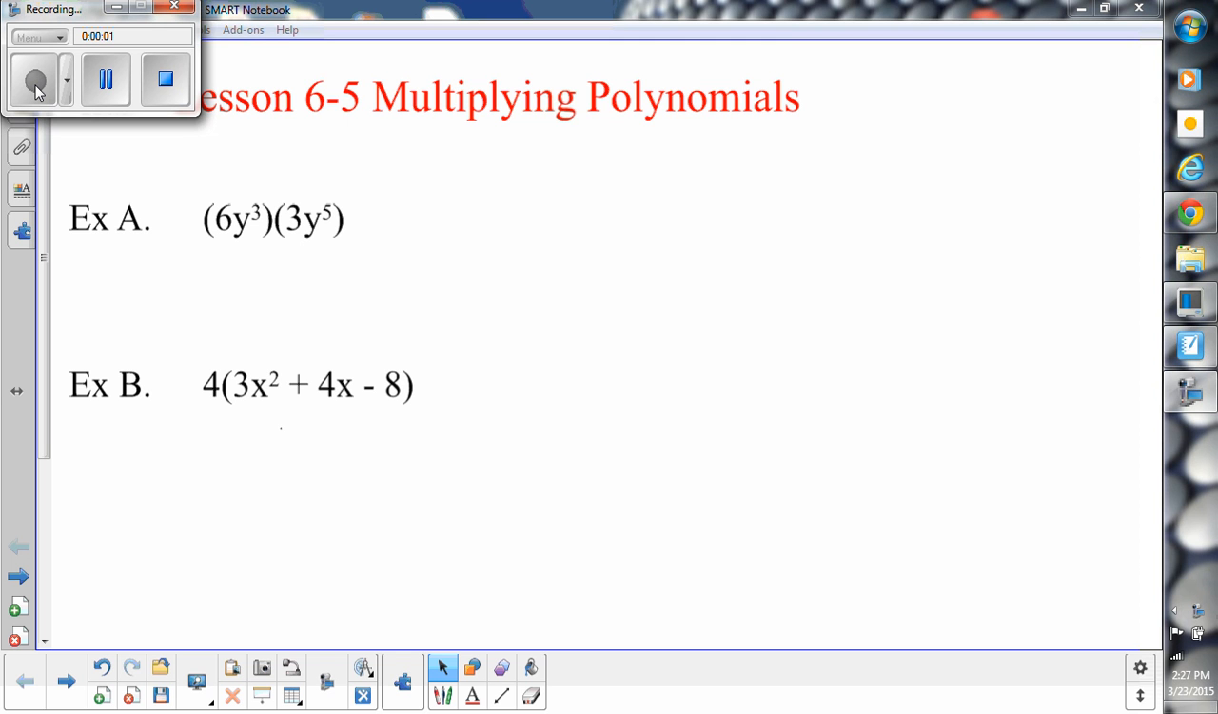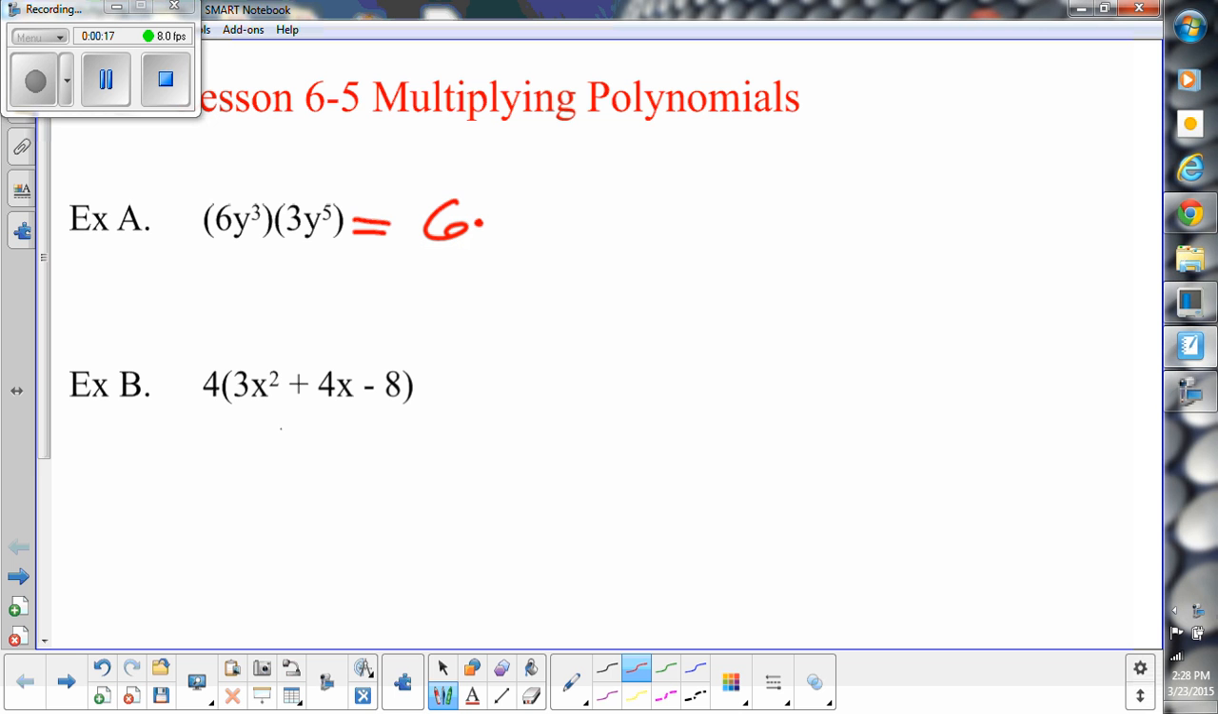Going to do a quick discussion on multiplying polynomials, and then the topic you've all been waiting for, how to use the FOIL method of multiplying polynomials. In our first example, we have two monomials that are multiplied together. Now remember, when you have a number in front of a variable, it means multiplication.